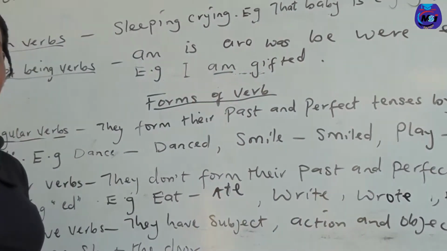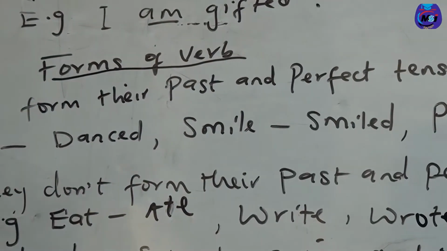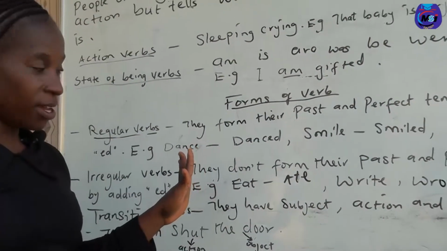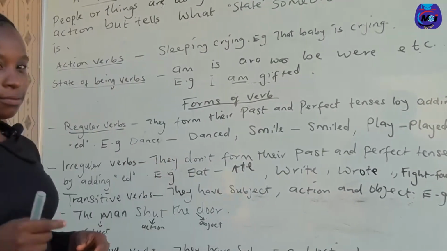Are you seeing it now? Can you see the difference between this and this? While in a regular verb we have ed, here there's no ed. Okay. Write and wrote. Fight and fought.